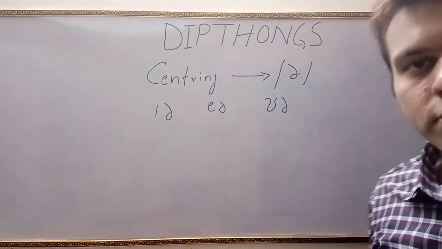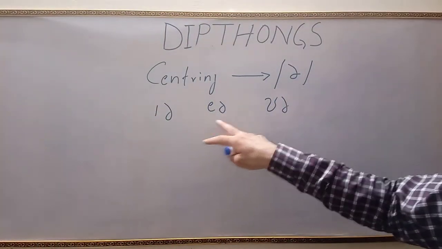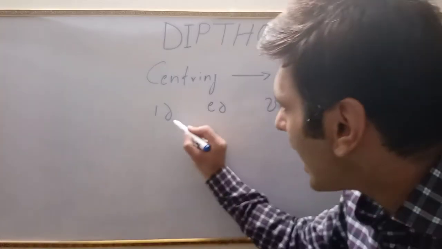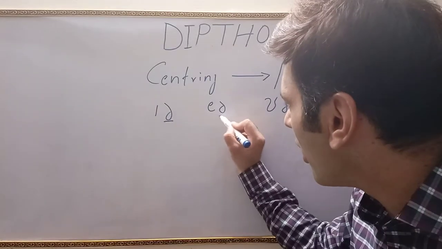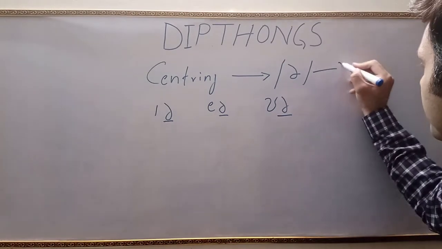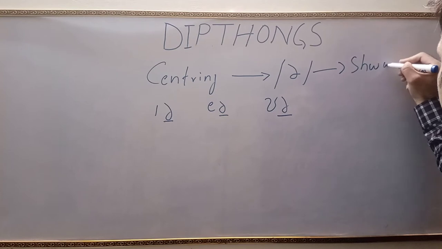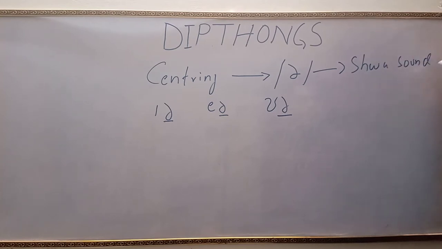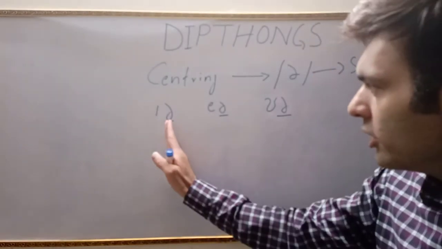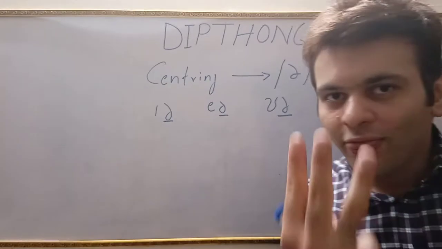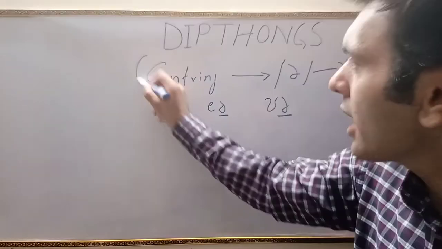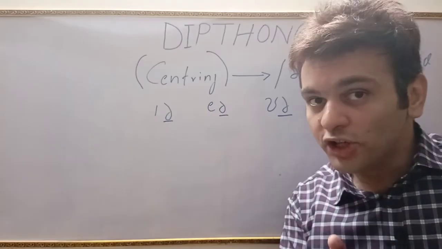Look at this. I have written 3 symbols. These are centering diphthongs, and every diphthong is ending with the schwa sound. Which sound? Schwa sound. So you can easily identify that these 3 diphthongs belong to the classification of centering diphthongs.